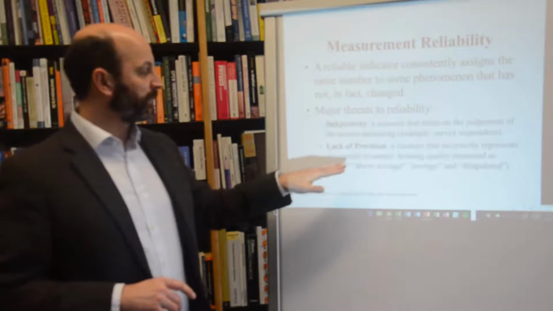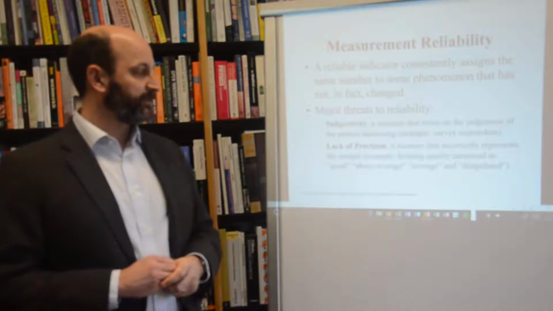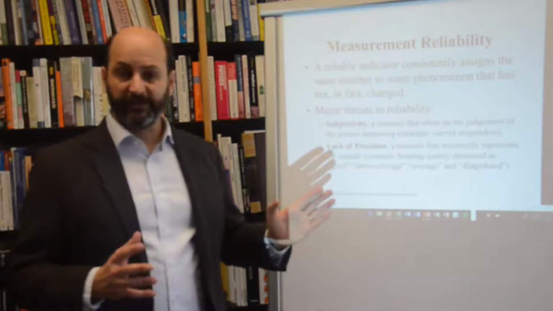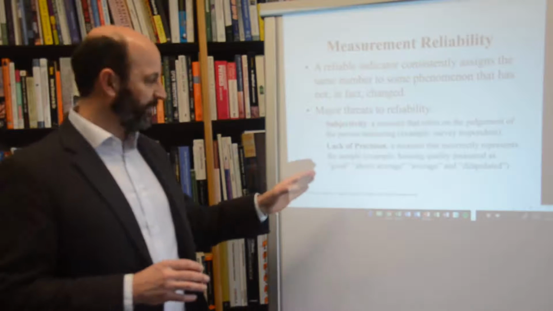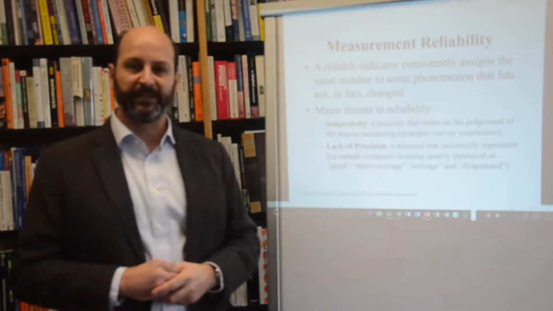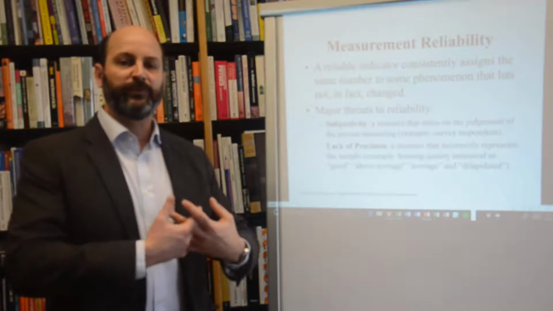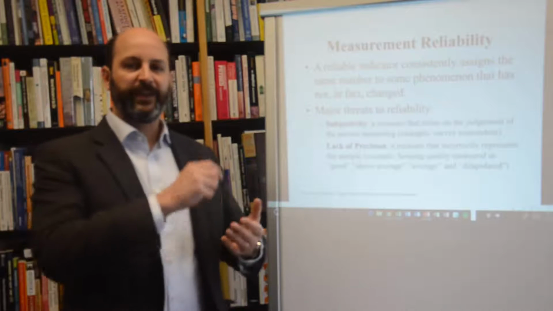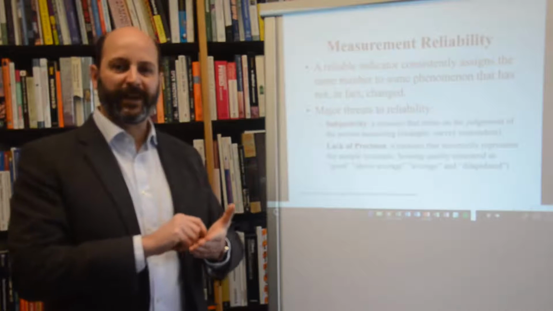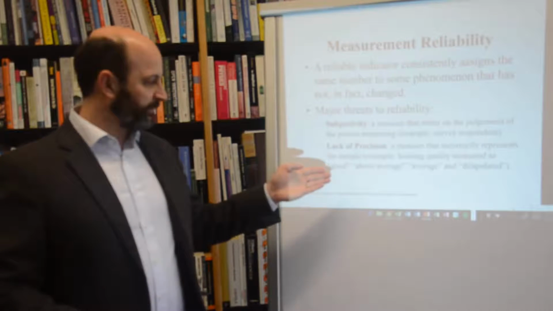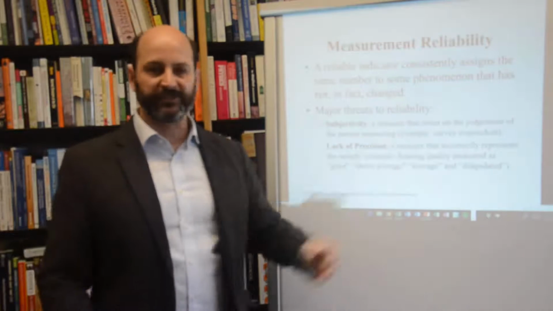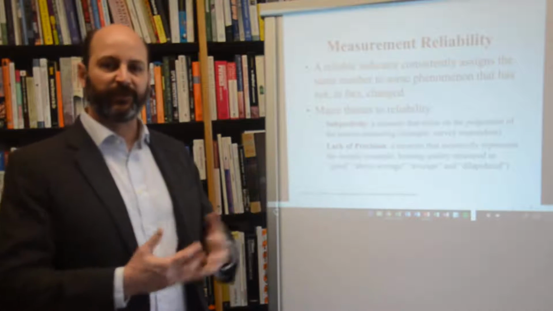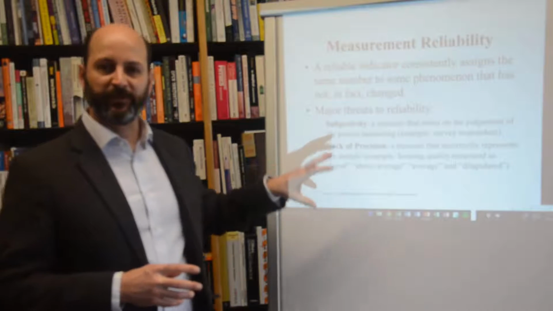Or that the measure has a lack of precision. And that means that it just incorrectly represents the sample. For example, housing quality often is measured based on these categories: good, above average, average, and dilapidated. Well, when people go to define the quality of their house, or you have someone who's looking at a house and they are checking off the quality of that house on a survey, how do they really know what good versus above average versus dilapidated means? Right? So it can have a lack of precision. It can be difficult to gain a lot of good information from those surveys.